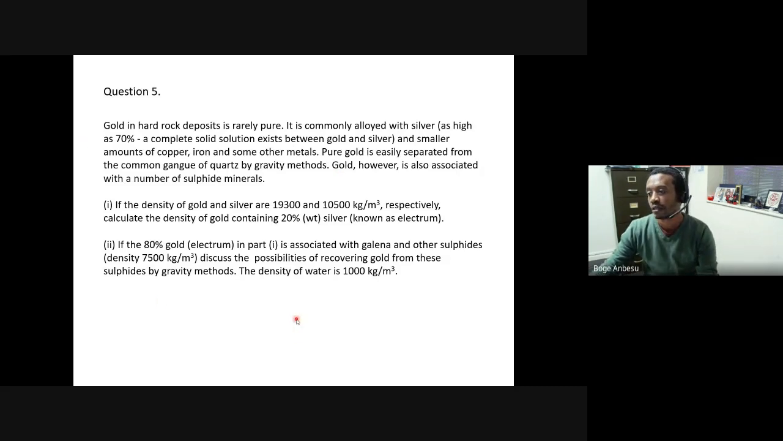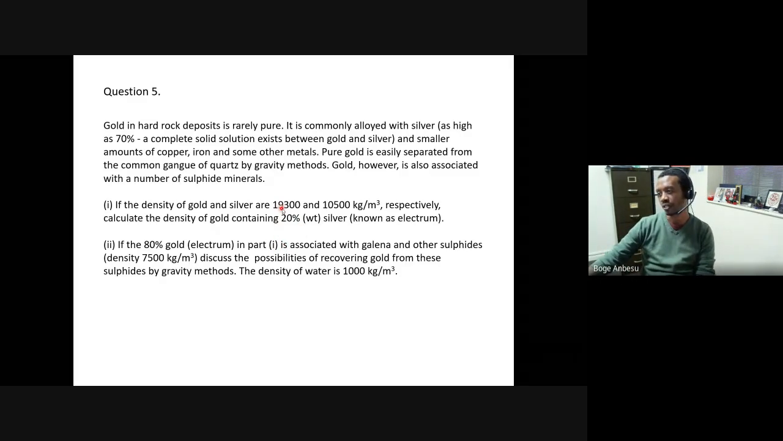Okay. So can you calculate the density of the gold with 20% silver if the density of gold is given here and the density of silver is given here? Obviously, these units are in kilograms per meter cubed. You might be more familiar with grams per centimeter cubed. So if it was grams per centimeter cubed, this will be what, 19.3, and this will be 10.5.